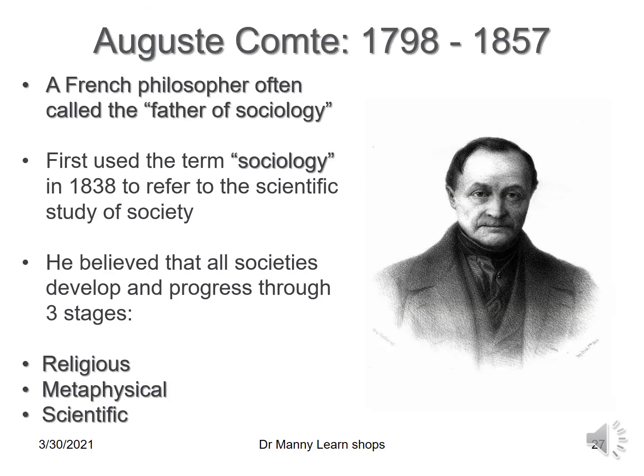The next philosopher, a French philosopher, Auguste Comte, 1798 to 1857, was often referred to as the father of sociology because he was the first one to use the term sociology. He used that term in 1838 to refer to the scientific study of society. And he believed that all societies developed and progressed through three specific stages: the religious, the metaphysical, and the scientific.